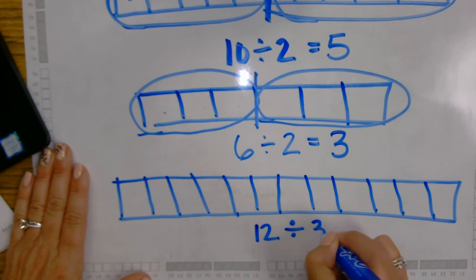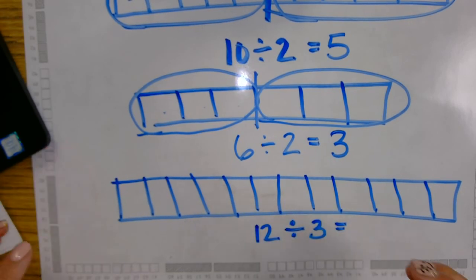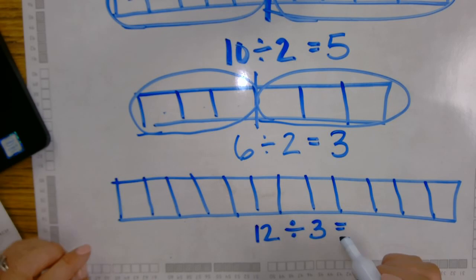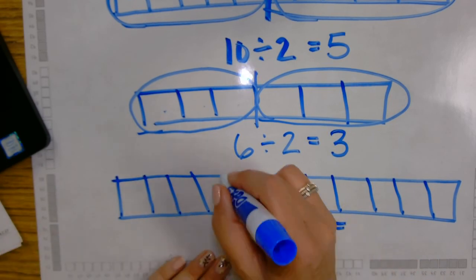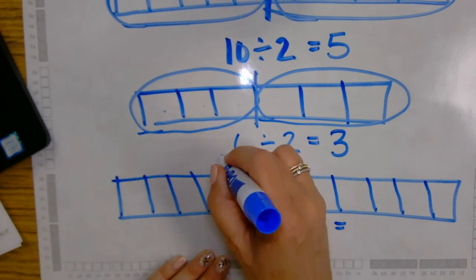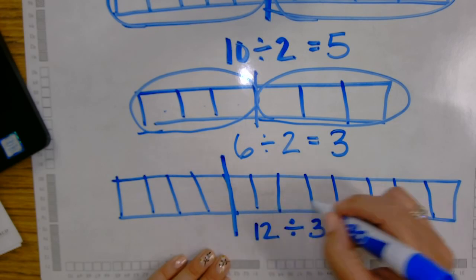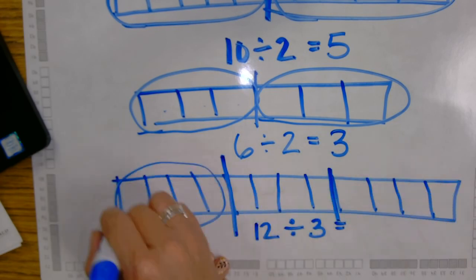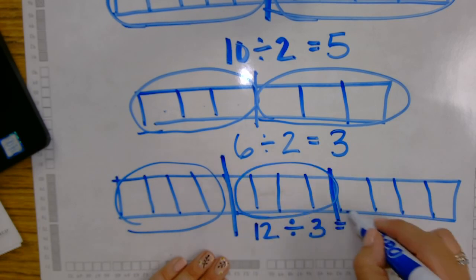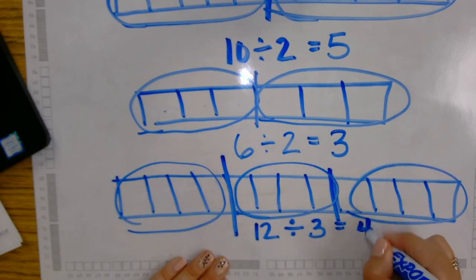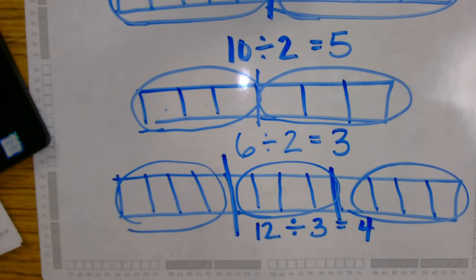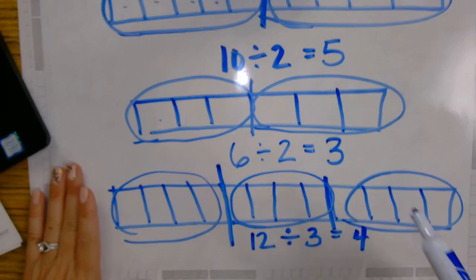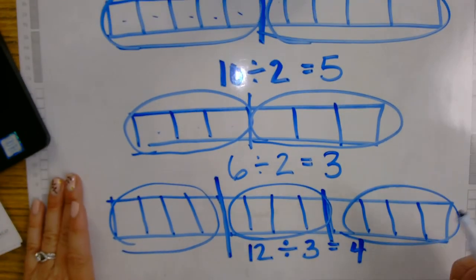What if I divide it into 3 equal groups? How many will be in each group? So I'm going to divide this into thirds, right? How many are in each group? Well, there are 4 in each group. So you understand kind of where we're going, the direction we're going. So knowing your math facts, number 1, is key, right?